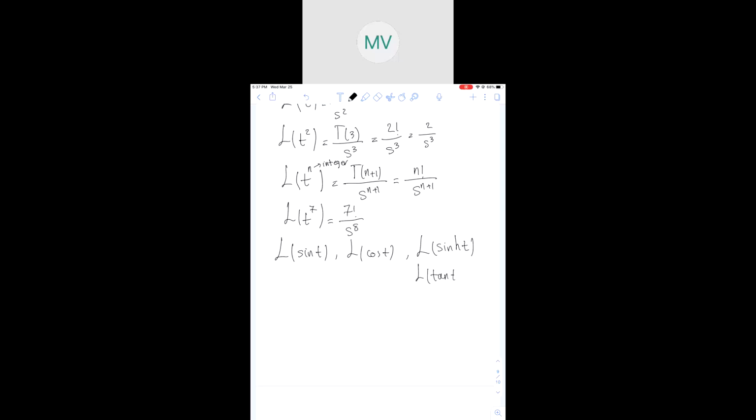Laplace of, why not, tan of t. Laplace of secant of t, okay? So we'd like to find the Laplace of all these functions. For the rest of that, we'll continue on Monday.